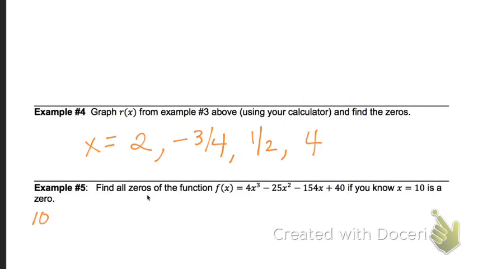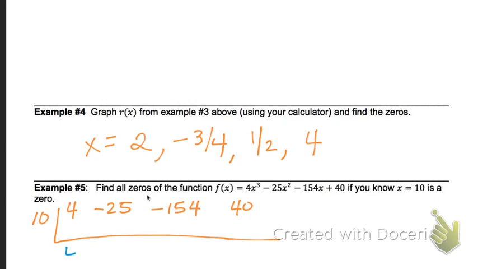So I'm going to put 10 on the outside, read across 4, negative 25, negative 154, and 40. These numbers seem a little big, but they're not bad because it's by 10.